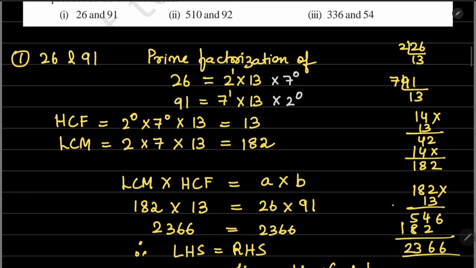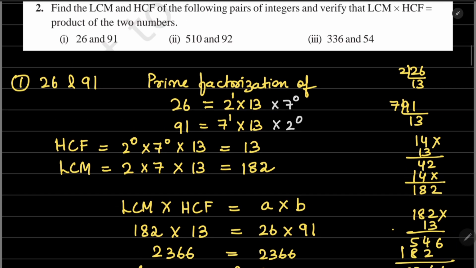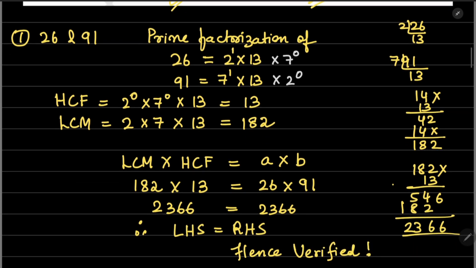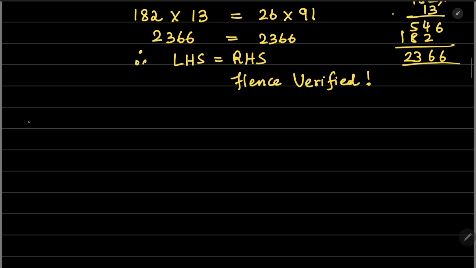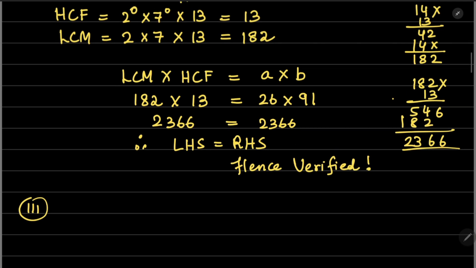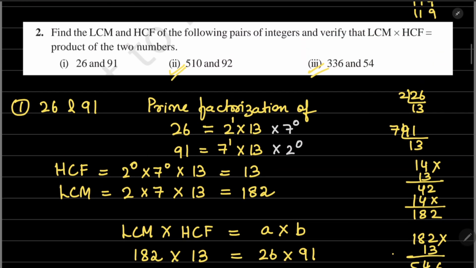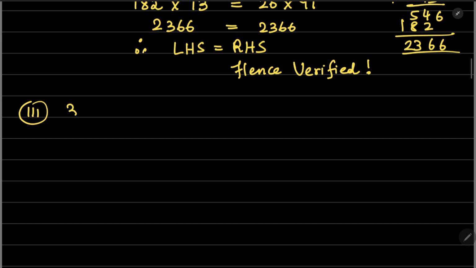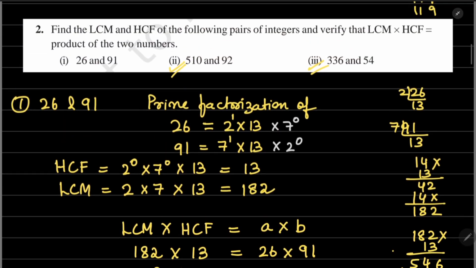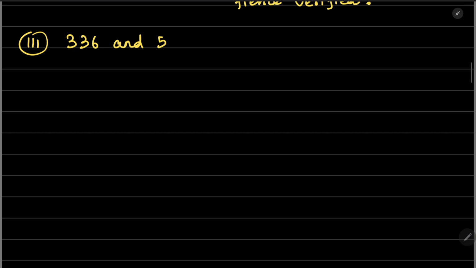Or hence proved. Okay, this is how you have to do the other two also. So probably you can try the second question the same way, and I'll do the third one now. So let's do 336 and 54. You will try the second one the same way. 336 and what is the next number? 54.